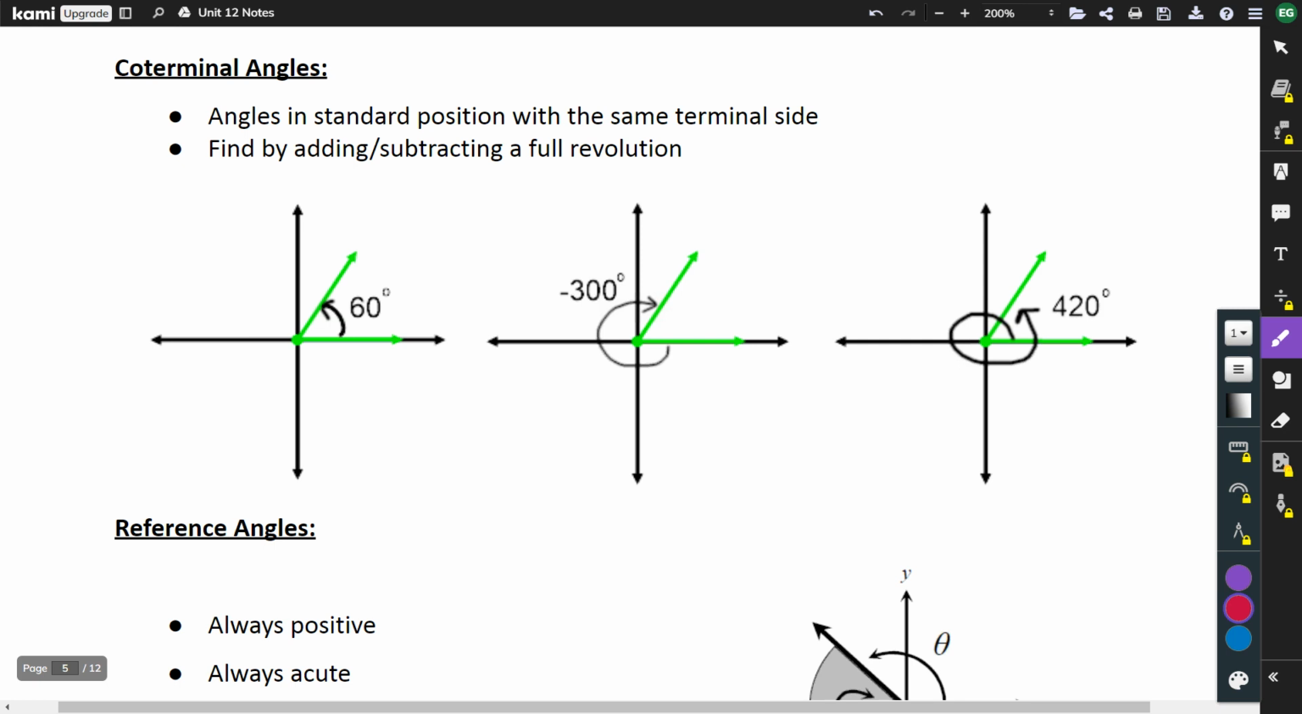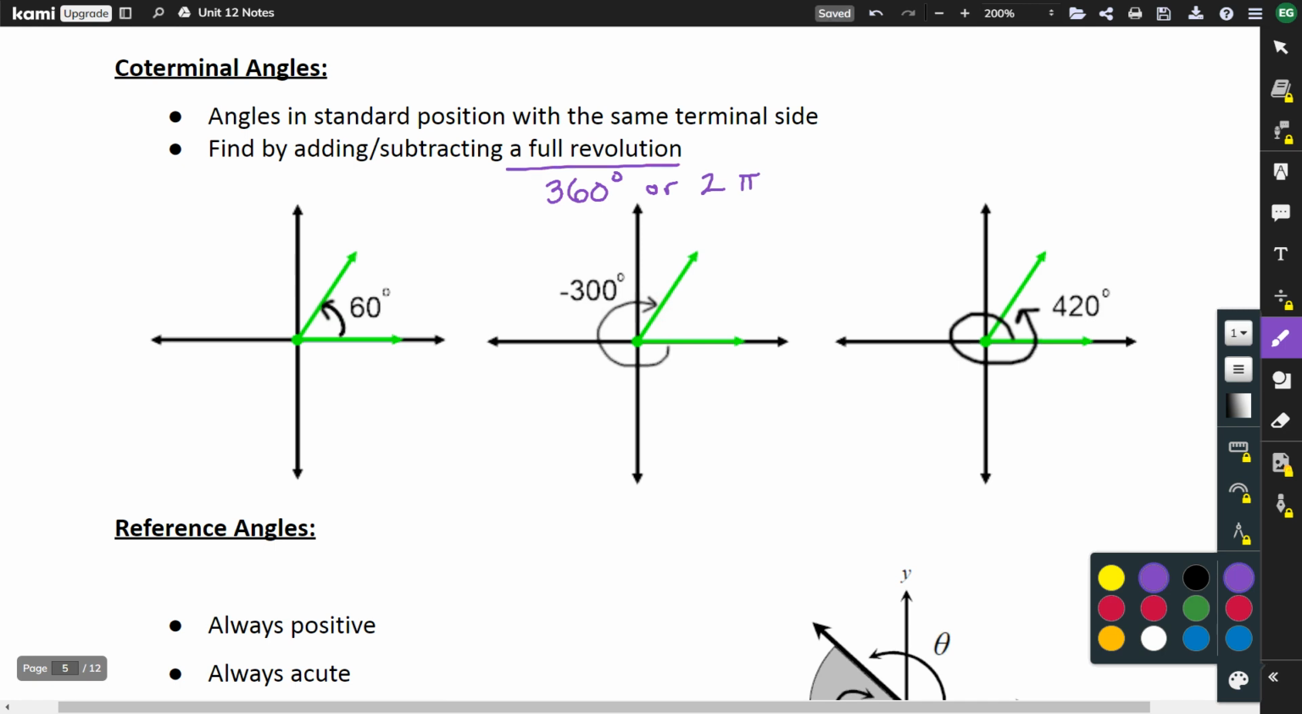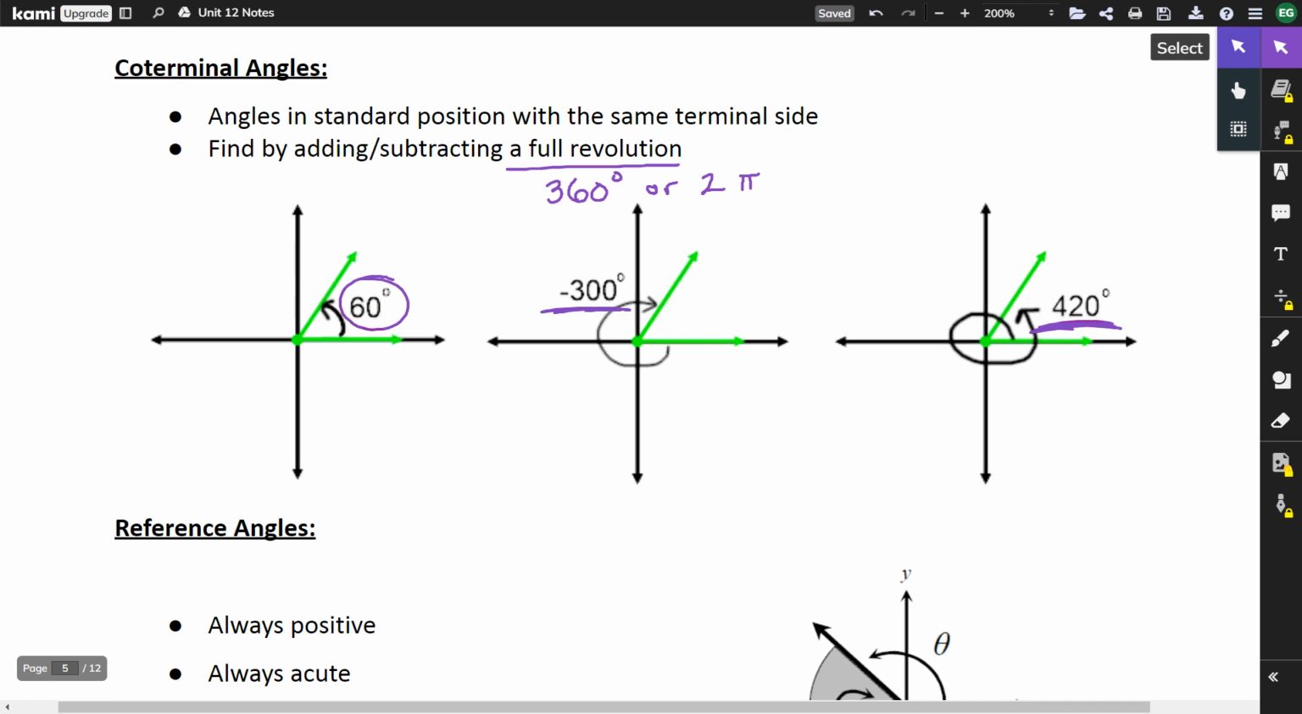Okay? Now, the easiest way to find coterminal angles is by taking your original angle and just simply adding or subtracting a full revolution, which is 360 degrees or 2 pi, to your original angle, right? So for example, if I start with 60 degrees and add 360 degrees to that, I end up with my angle measurement of 420. If I start with my 60-degree angle and subtract 360, I get a coterminal angle of negative 300 degrees. So you can always find coterminal angles by adding and subtracting revolutions.